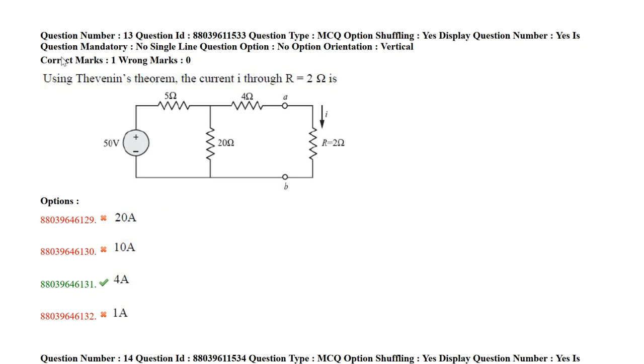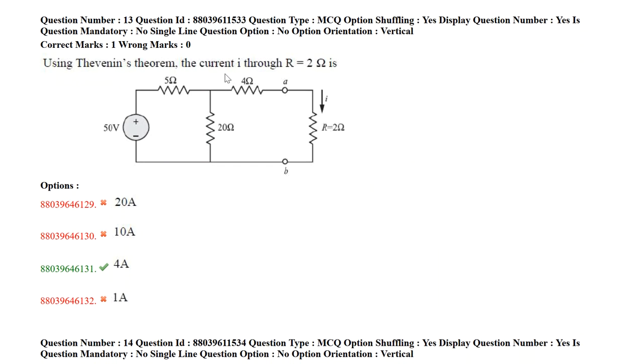Next question, question number 3. Using Thevenin's theorem, find the current through the 2 ohm resistor. The question asks us to use Thevenin's theorem, or you can use any other theorem, so that you can find the value of this current.